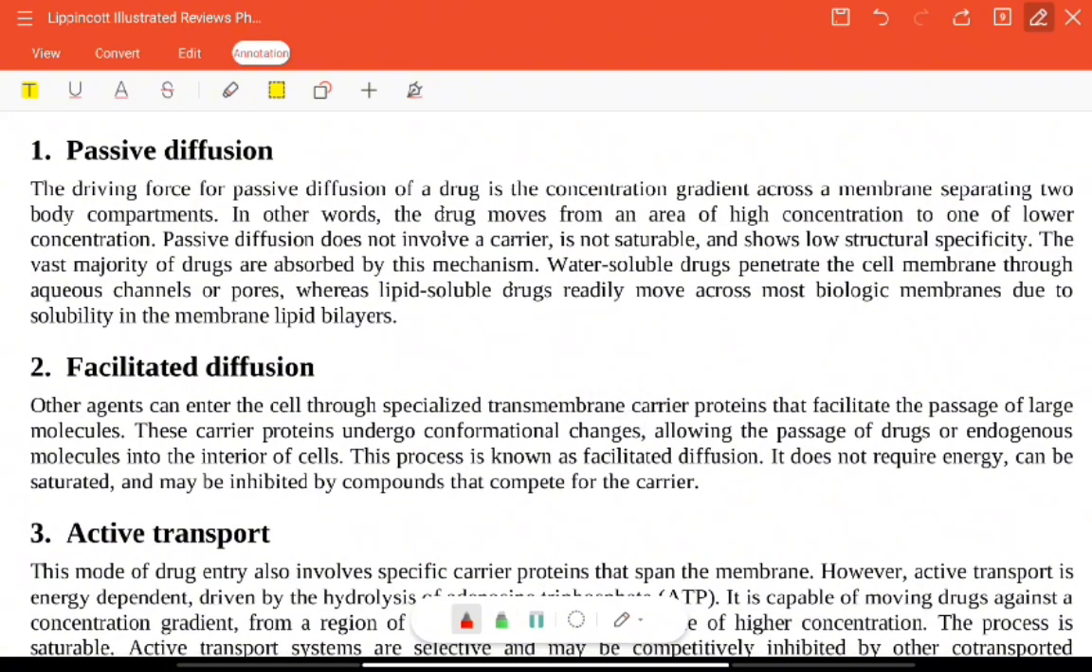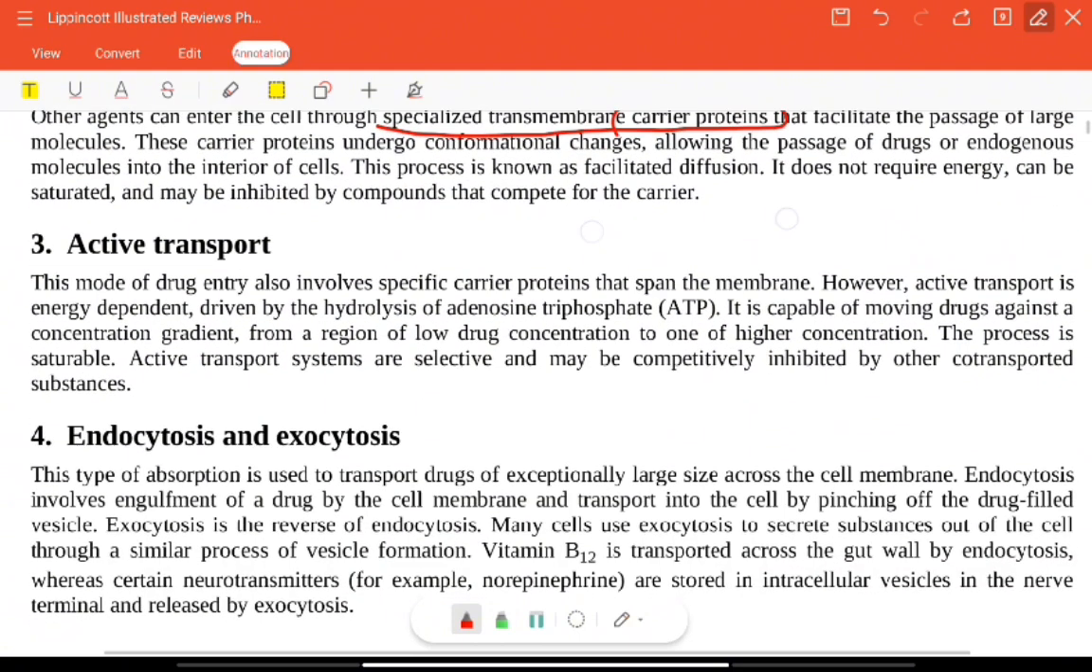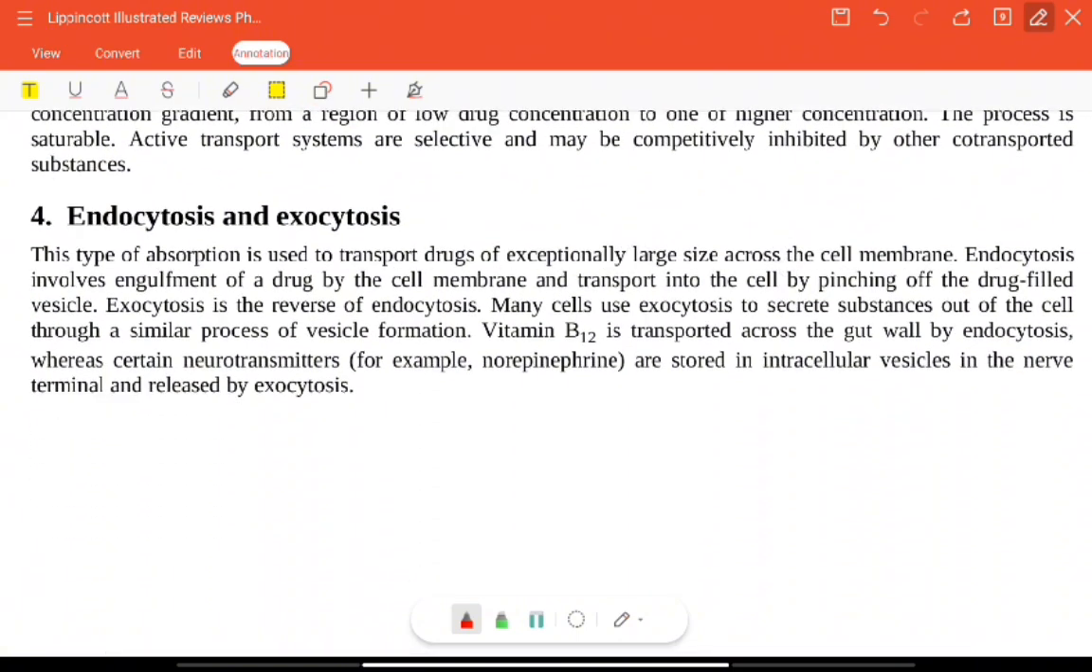Now here the passive diffusion of the drug is towards the concentration gradient. Facilitated diffusion requires specialized transmembrane carrier proteins. Active transport is against the concentration gradient, and it is driven by the hydrolysis of ATP. Endocytosis is the engulfment of the drug molecule by the cell membrane and transportation into the cell. Exocytosis is the reverse. It is the process to secrete the substance out of the cell.